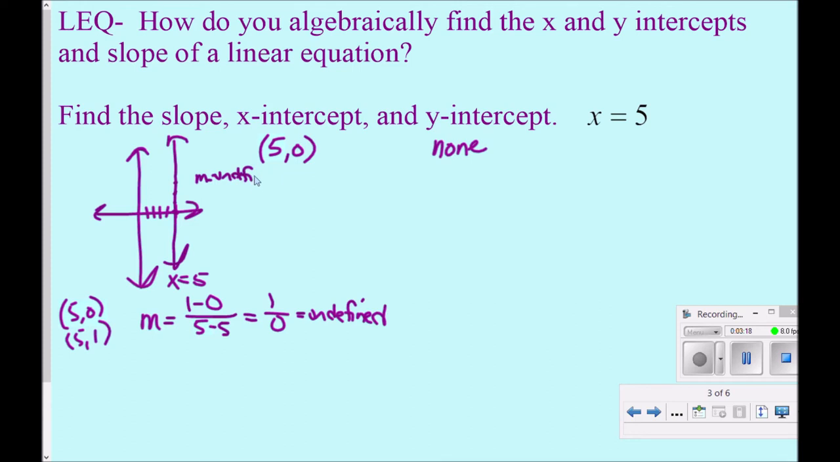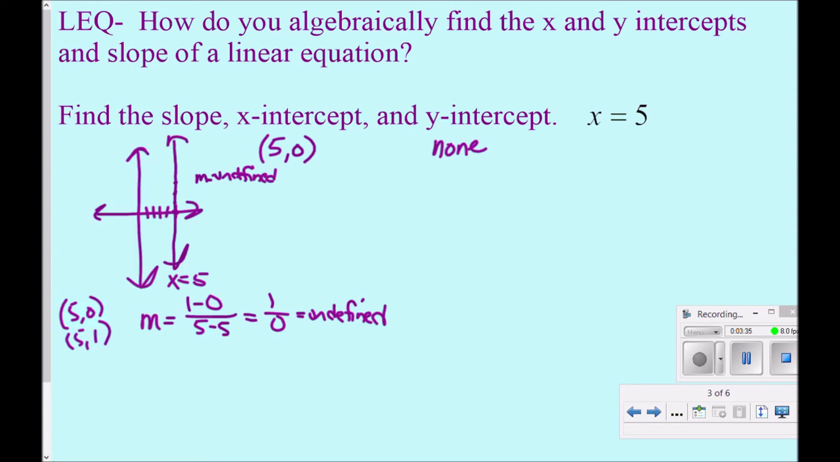Okay. Or you could have, as I said, just remembered that anytime you have a vertical line, you're going to have an undefined slope. Lastly, you could have counted the rise and the run. So rising from (5, 0) to (5, 1), I'm rising 1, but I'm running 0. So 1 divided by 0 is undefined.